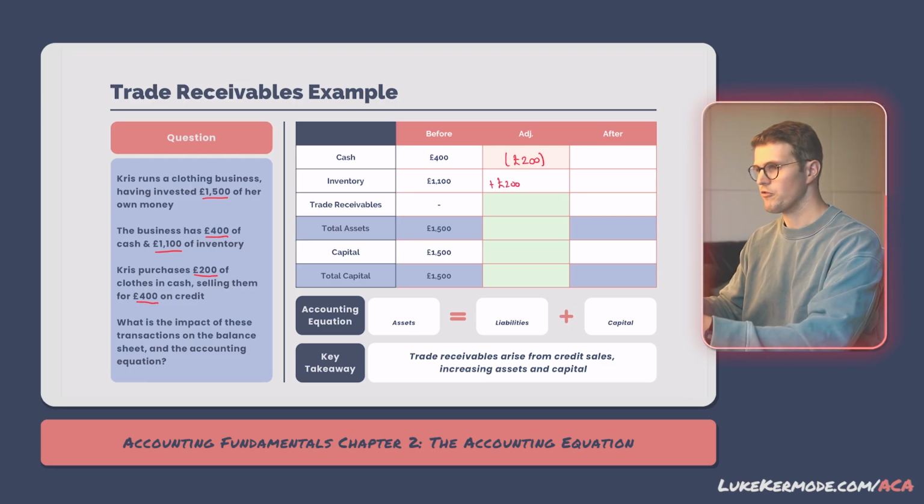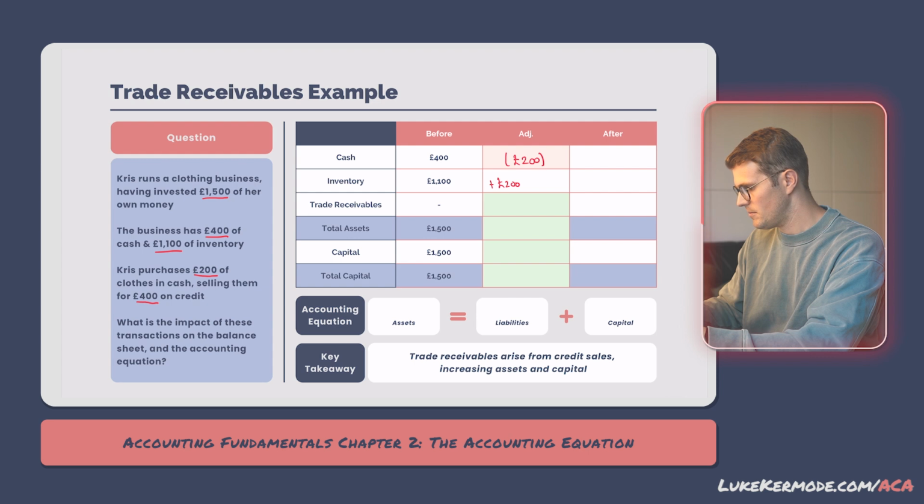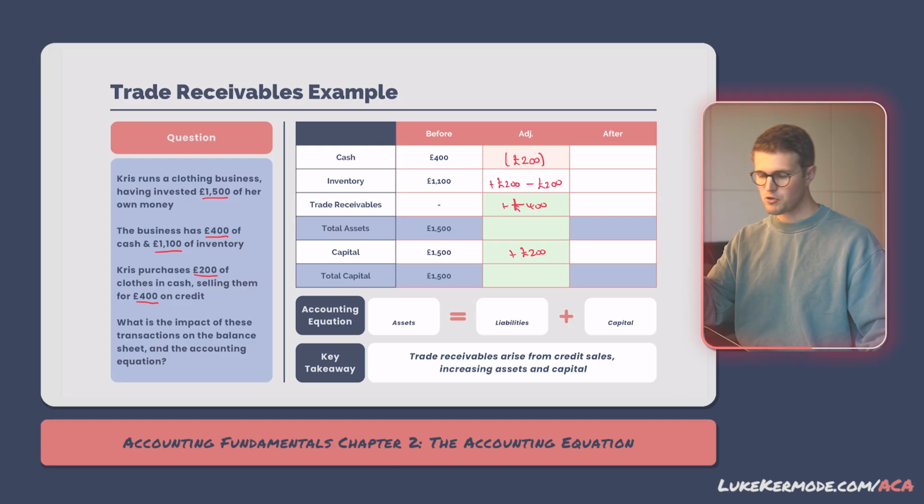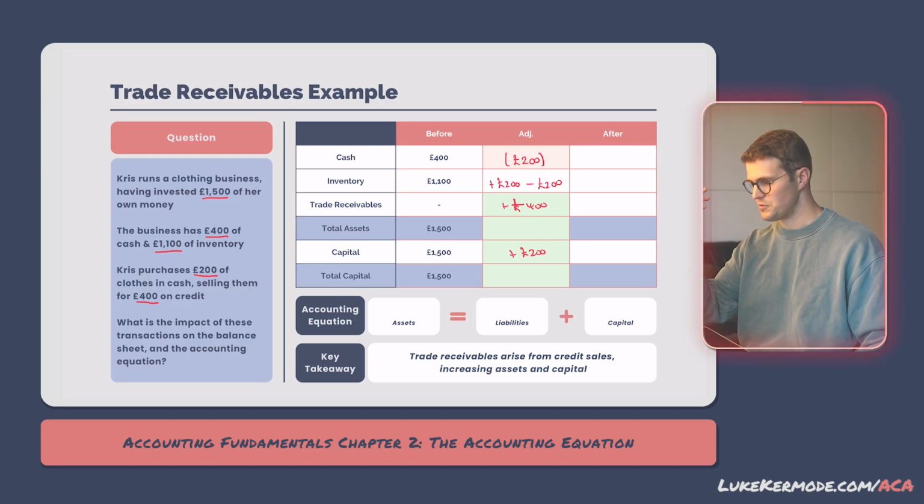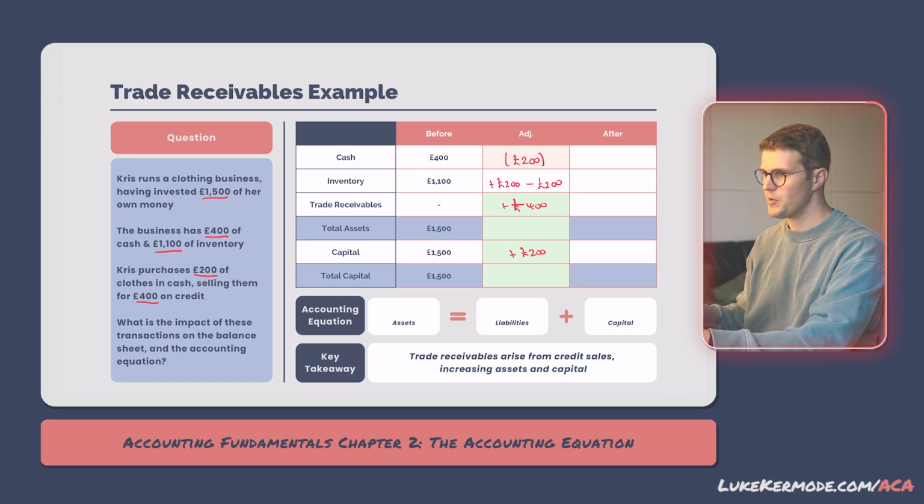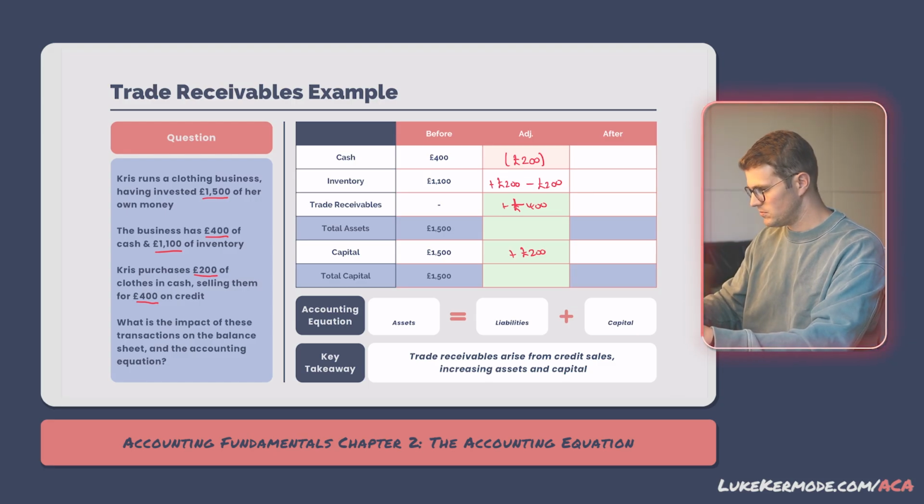But after that, the sale is going to reduce inventory by £200 and increase trade receivables by £400, and it will generate profit of £200 because profit is calculated as the difference between the sales price of £400 and the cost of sales, which was £200. That profit is added to capital as retained earnings, which will increase owner's capital from 1,500 to 1,700.